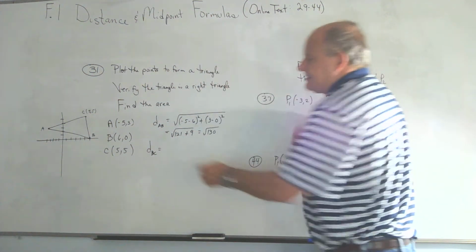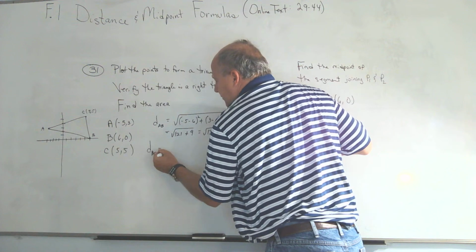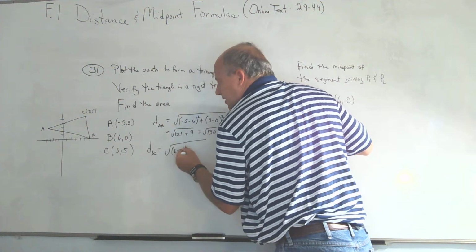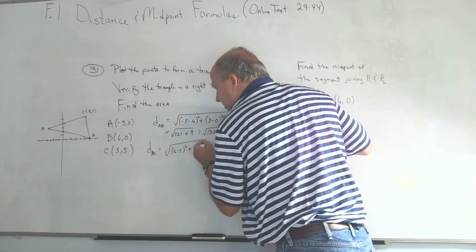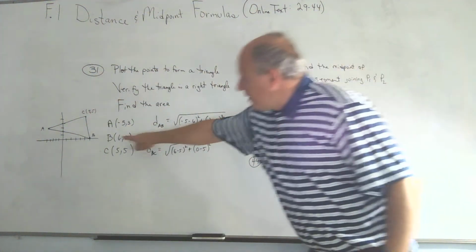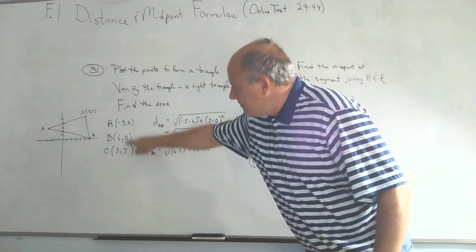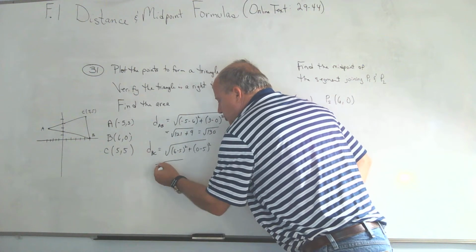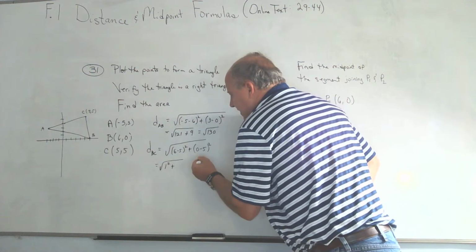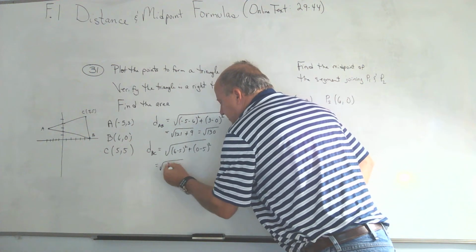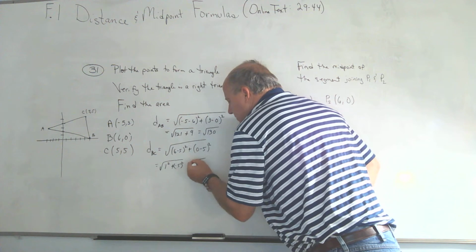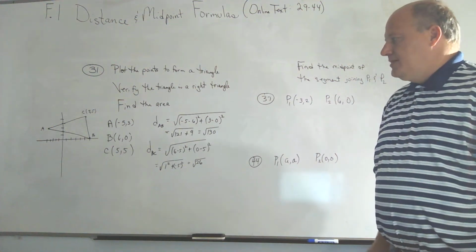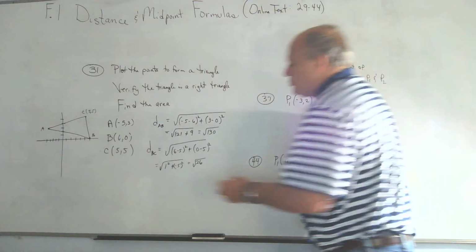The distance between B and C is the last 2 points, so it's going to be the square root of 6 take away 5 squared plus 0 take away 5 squared. So 6 take away 5 is subtracting these coordinates, and 0 take away 5 is subtracting these 2 coordinates. Do the math on that. 6 minus 5 is 1, square it. And then 0 minus 5 is negative 5, and then square that. I think it turns out to be the square root of 26, because negative 5 squared is 25, and 1 squared, of course, is 1. So it's the square root of 26. And then we find the distance between A and C.